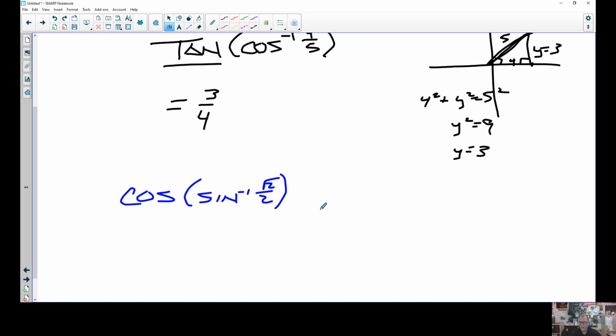So cosine of sine inverse root 2 over 2. Again, this is the first quadrant. The angle whose sine is root 2 over 2. Well, we know that. We just talked about that. That's going to be a 45-degree angle, isn't it?